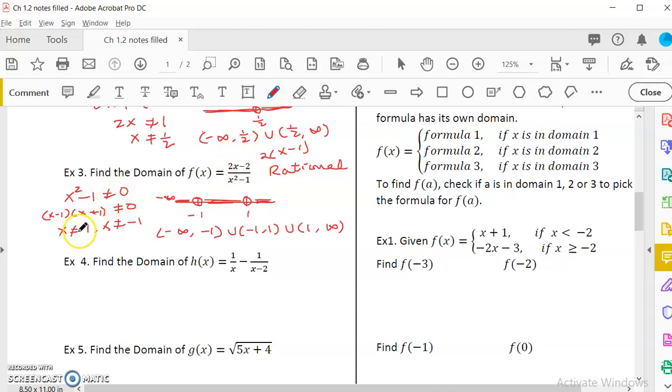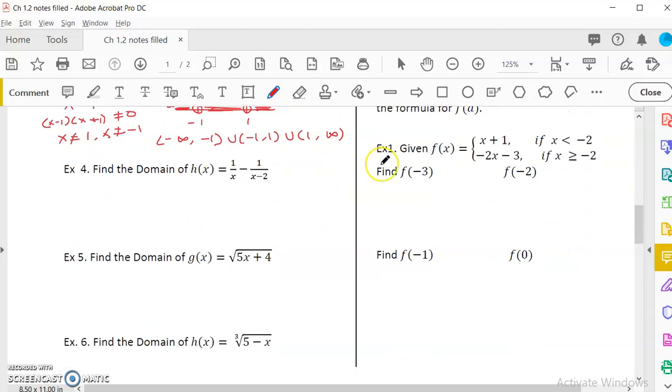Even if you can cancel it, you still have to say that you do not allow this canceled number to be 0. So that particular number is actually called a point of removable discontinuity.